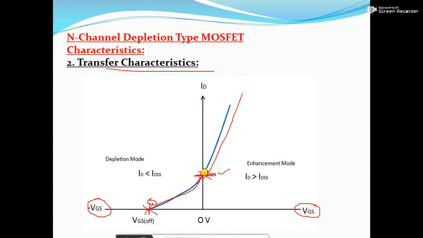The left region or the left mode of operation is known as depletion mode, where the ID value is less than IDSS, and in case of enhancement mode, this is the right region, where the ID value is greater than IDSS. Okay.